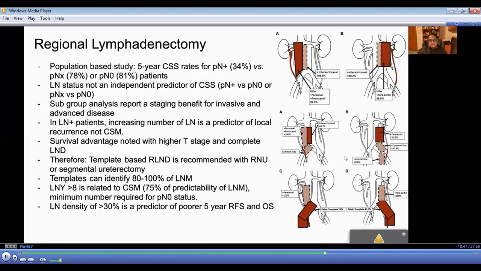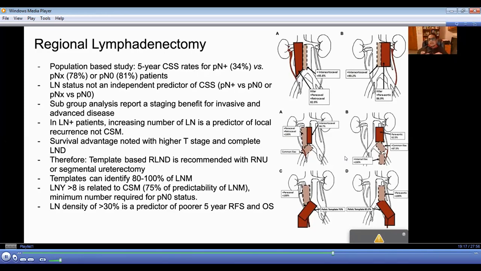But more recently, a large population-based study did reveal that the five-year cancer-specific survival was less for patients with node-positive disease compared to those who did not have node dissection or those who had node-negative disease. However, the lymph node status itself was not an independent predictor of cancer-specific survival when a subset of the population was analyzed.